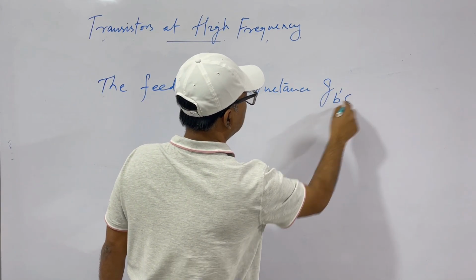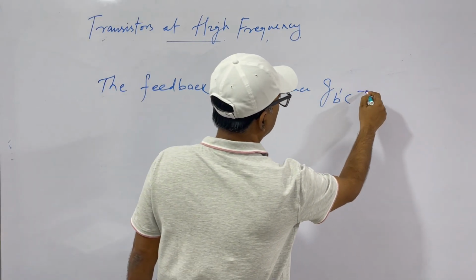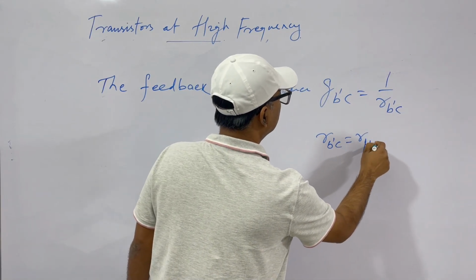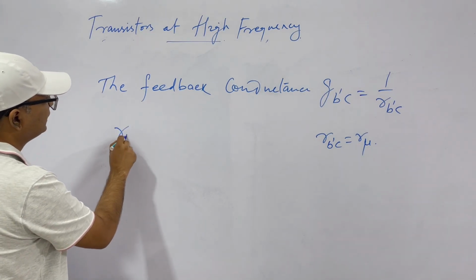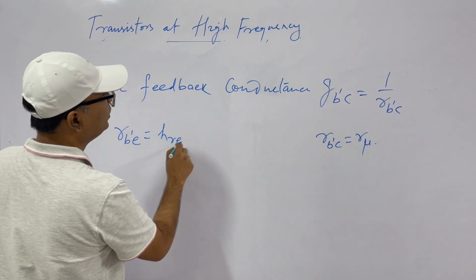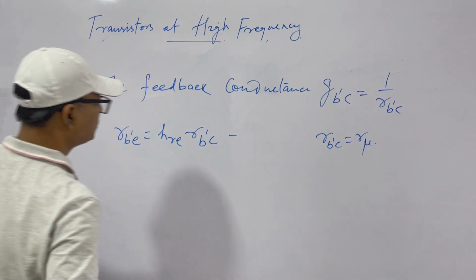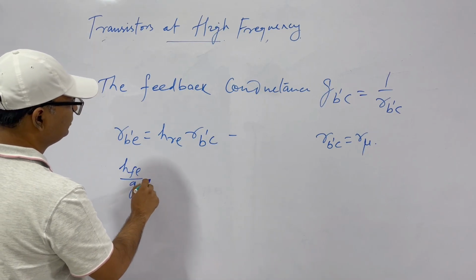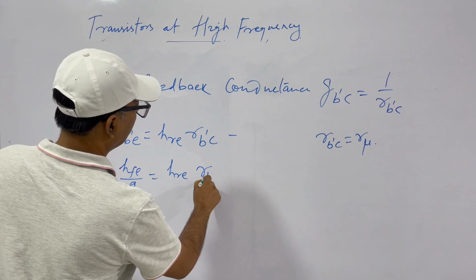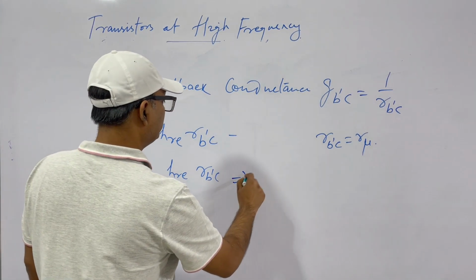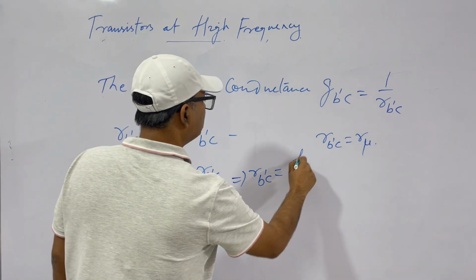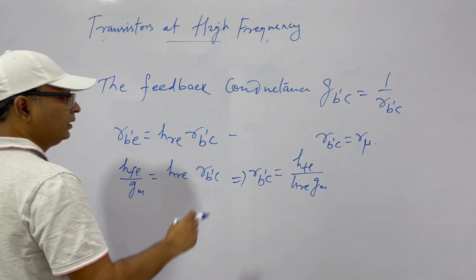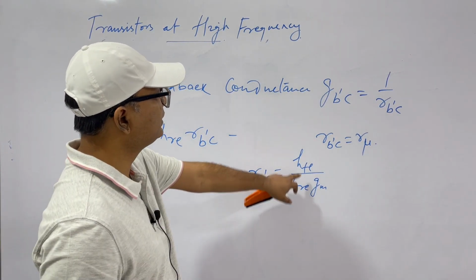What is GB'C? That is from B' to the collector, and this is equal to 1 by RB'C. And what is RB'C? What we say, R mu. Now we have RB'E equal to HRE into this RB'C. This is one expression. Now this is HFE by GM. So from here what you get, RB'C is equal to HFE by HRE into GM. You can use the term R mu also. So R mu is HFE by HRE GM.